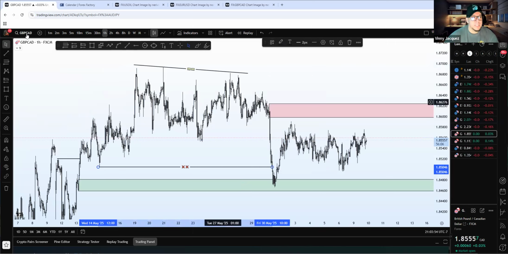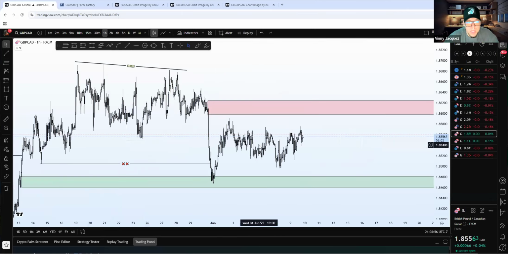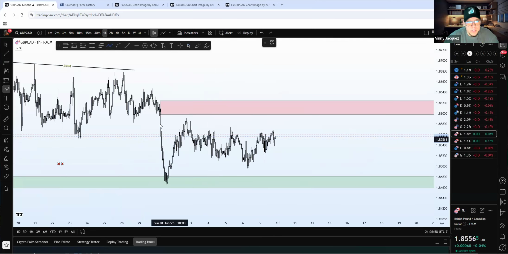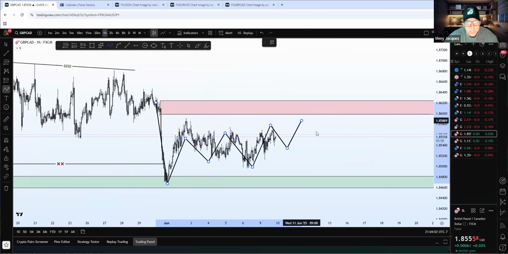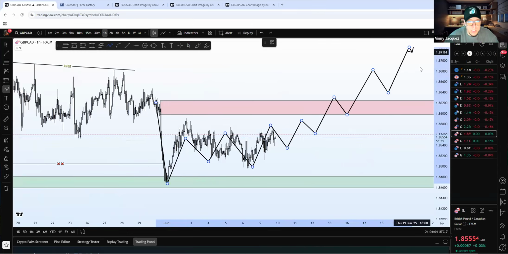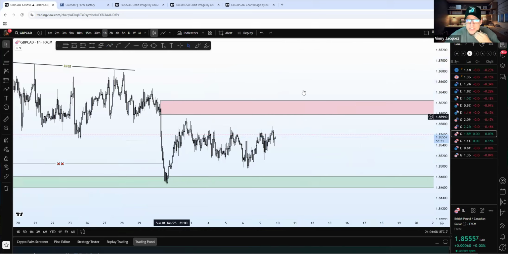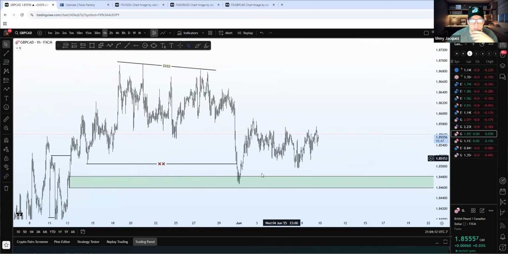So with some of these pairs like GBP CAD, sometimes they just play out forever and they just range. They'll sweep liquidity, range, and then slowly make their way up, like slowly, right? So just keep that in mind. So if we clap this area and we change direction, you already know what we should be doing. We follow the trend, okay?